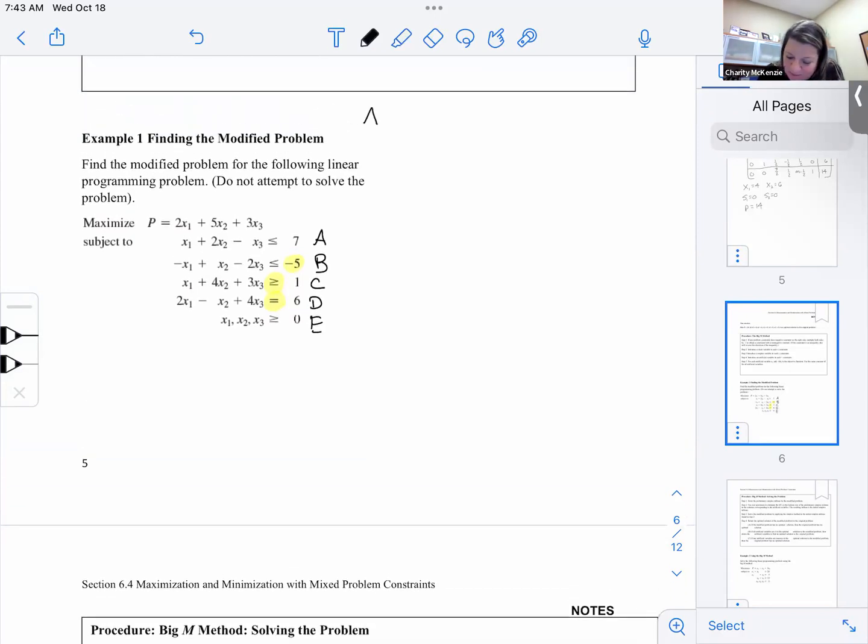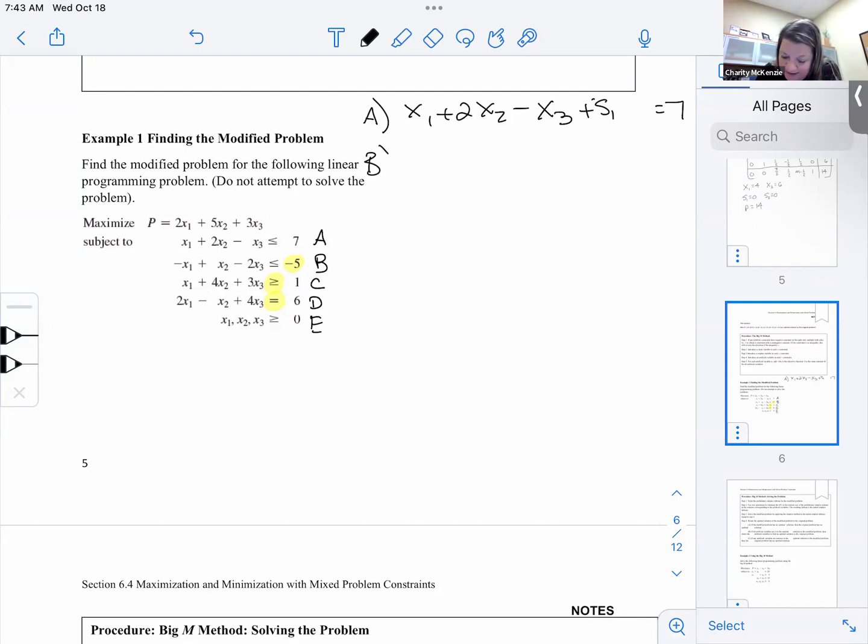So let's start with A. And A is a traditional. So it's just going to have a slack variable, no artificial. So we're going to have x1 plus 2x2 minus x3, instead of less than, we're going to have our plus first slack variable. And then we'll have equals 7, right? And that's it. Nothing different. That's our typical.